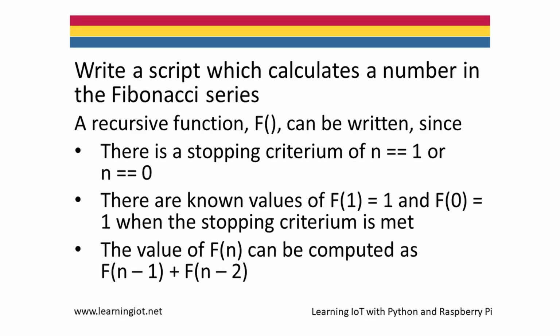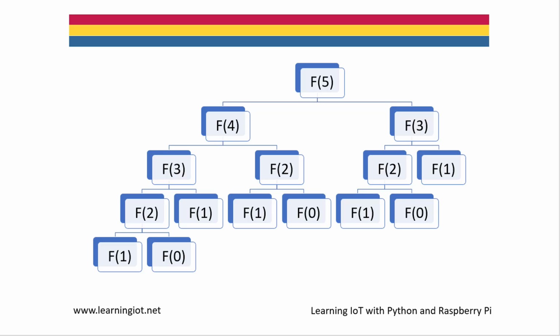So we want to write a script that uses a recursive function to calculate a number in the Fibonacci series. The recursive function f can be written since there is a stopping criterion of n equal to 1 or n equal to 0, and there are known values for f1 and f0, they're both 1. Then the value of fn can be computed as the sum of f(n minus 1) plus f(n minus 2).